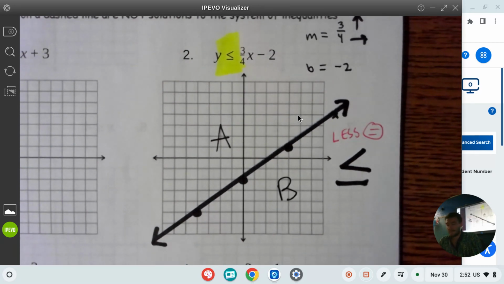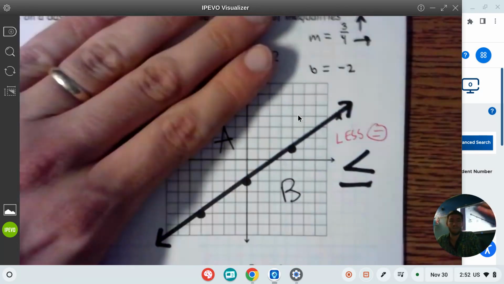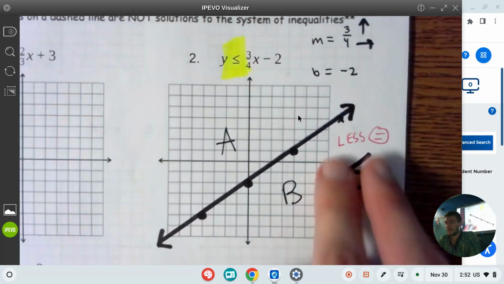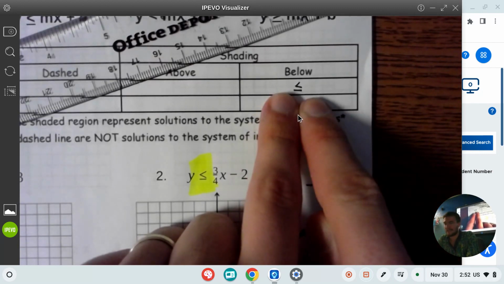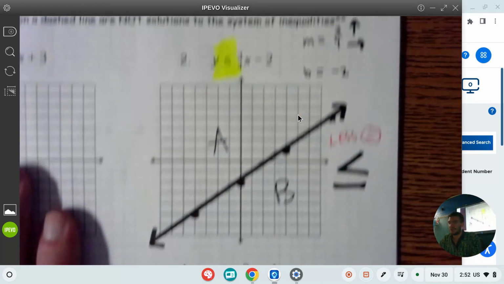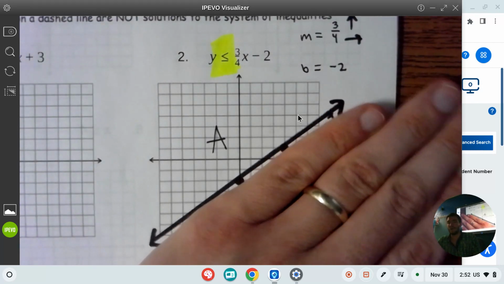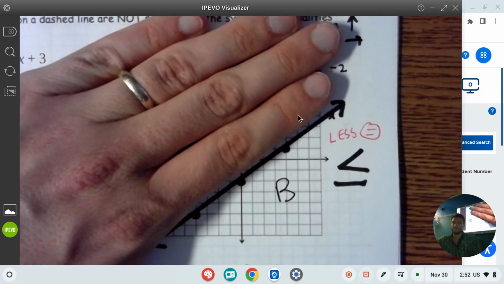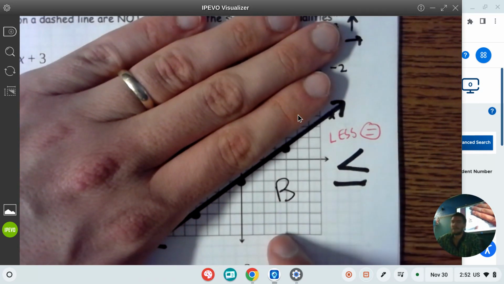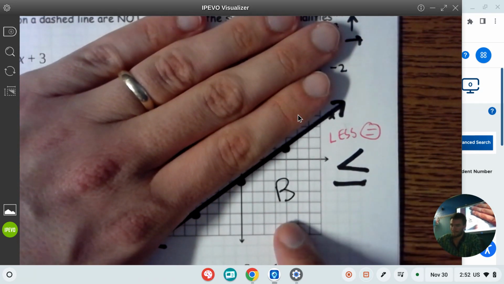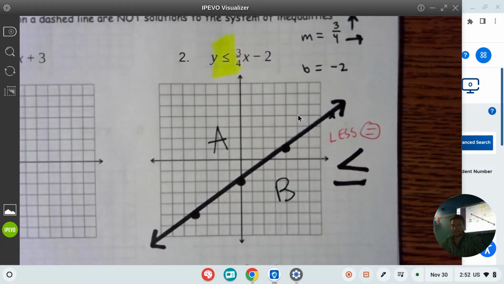Okay, we need to do some coloring. We're either going to color on side A or we're going to color on side B. It's a less than symbol, and we talked about how less than is going to be below. So, do you think that we're going to color everything on side A or everything on side B? Side B. We need to look at side B because side B is below. So, nice job. We need to color on side B.